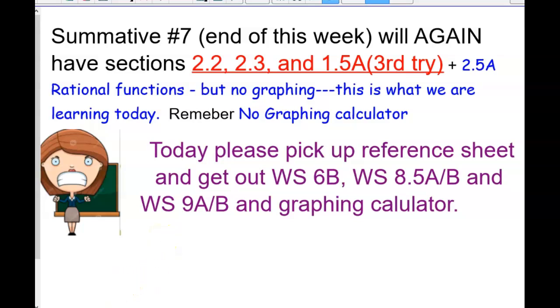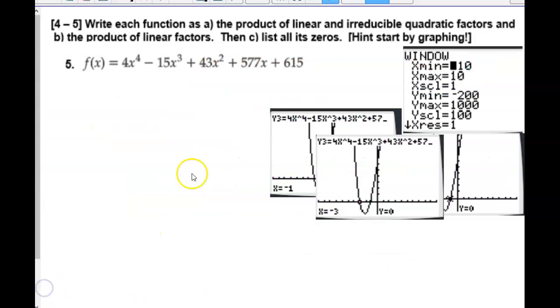For our warm-up today, we're going to do this awful problem at the bottom of worksheet 6B. So let me write 6B up here so you can, oh good. I'll pretend that was where I wanted it to be.